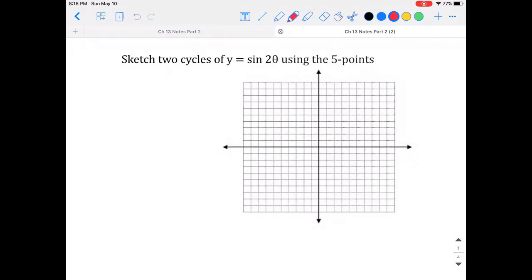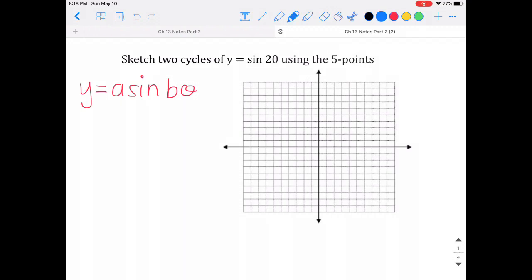And the last few examples that we're going over for this section are where the period is going to be different. So sketch 2 cycles of y equals sine 2 theta using the 5 points. Remember the original equation we're working off of is y equals a sine b theta, where a is the amplitude and it tells us our maximum minimum values, and b is the number of cycles from the interval of 0 to 2 pi, and b also changes the period of our function.